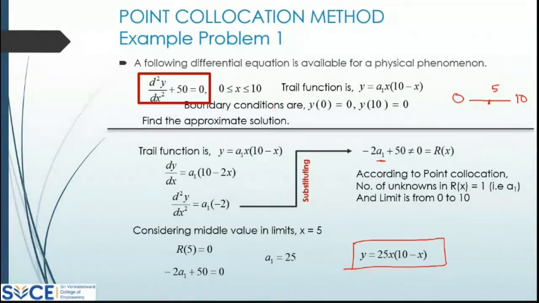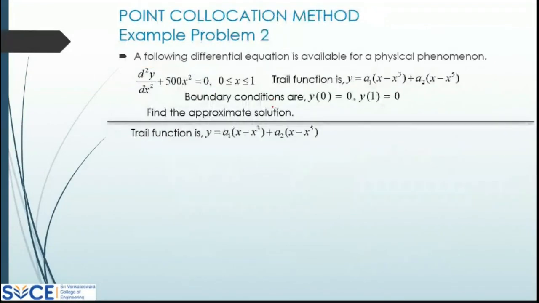Let us take another example, which has two constants, so you will understand in a better way. Let me consider this problem. Your differential equation is given, and they are given a trial function: a1 of (x minus x³) plus a2 of (x minus x⁵). They are also given the boundary conditions: when x is equal to 0, y is 0, and when x is equal to 1, y is 0.